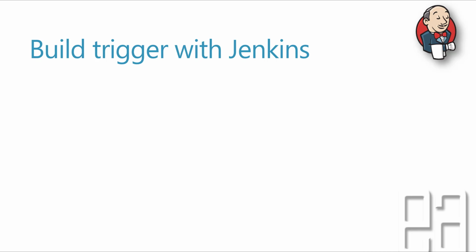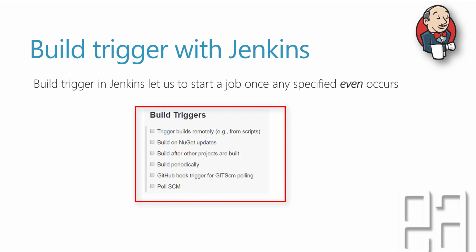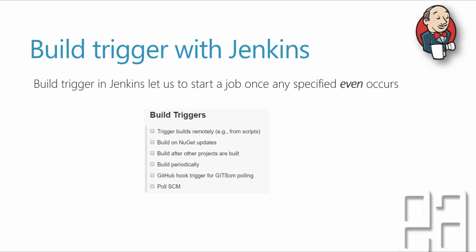Build triggers in Jenkins let us start a job once any specified event occurs. Here I'm saying any specified event, and this event is nothing but the build triggers that I have specified in the screenshot below. This is the screenshot which I have taken from one of our freestyle or pipeline jobs.